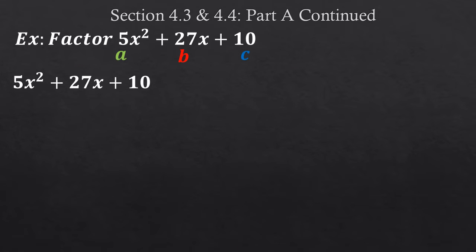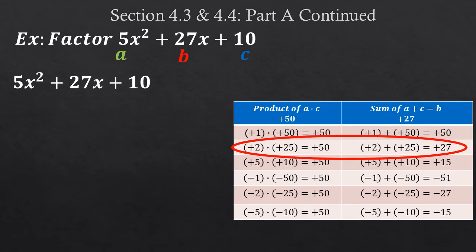Here's your first example. Factor 5x to the second plus 27x plus 10. Here, your a is 5, your b is 27, and your c is 10. You can obviously see that a is bigger than 1, so therefore we must apply the ABC method. So it's the product of a times c, 5 times 10 is 50, to give me a sum of b, which is 27. Over here you see I've listed the multiple ways of multiplying two numbers that will give me a product of 50, but will give me a sum of 27.